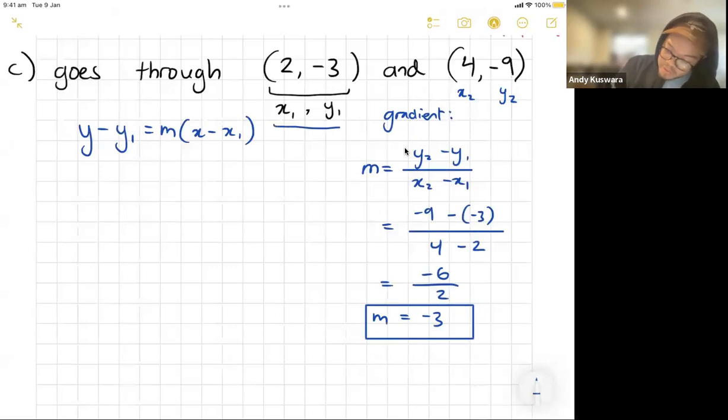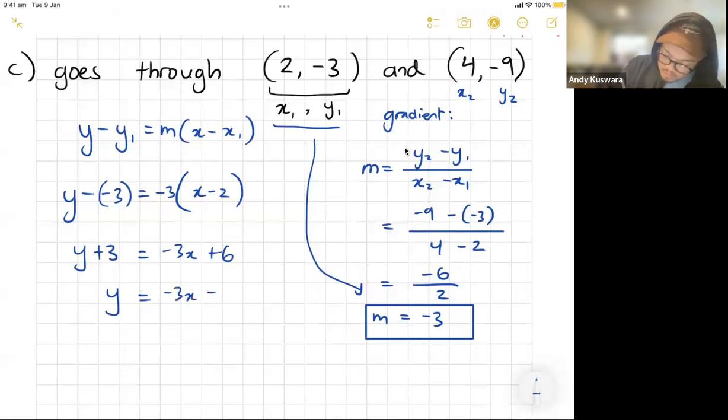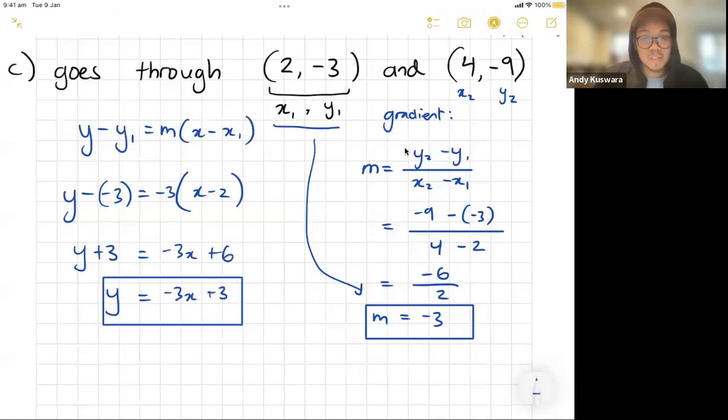So now I've got a point. Now I've got a gradient. Let's plug it all in. y minus y1, y minus -3 equals m, which is -3, times x take away x1, which is going to be x take away 2. And from here, let's just clean it up. y plus 3 equals -3x plus 6. Expanding the brackets and then just minusing 3 from both sides, y equals -3x plus 3. That would be my equation of a line that goes through those 2 points.